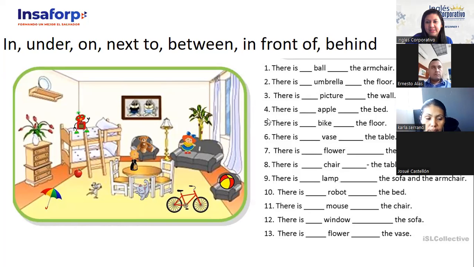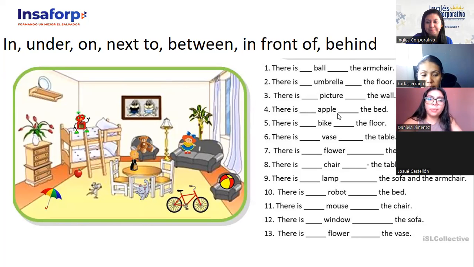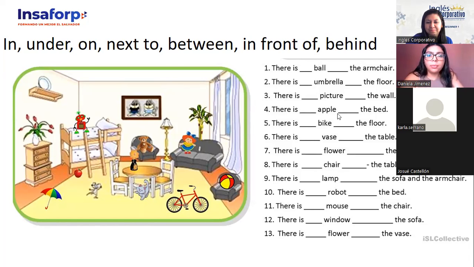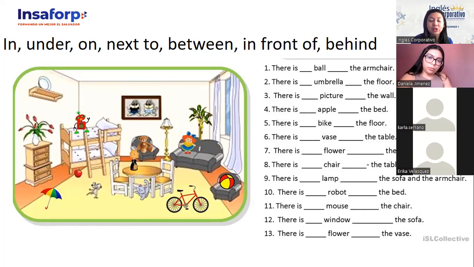Daniela Jimenez. Hi. Number two, please. There is an umbrella on the floor. Exactly, that's right. There is an umbrella on the floor. Thank you so much. Erika Velasquez, number three. There is a picture on the wall. Exactly, there is a picture on the wall. On the wall, thank you so much.